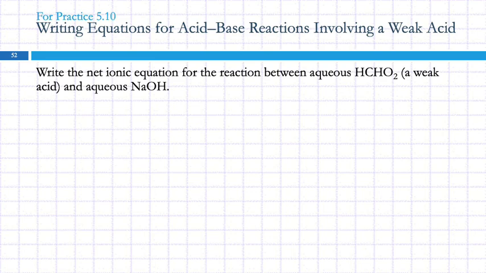Okay, here's another one. Write the net ionic equation for the reaction between aqueous HCHO2, a weak acid, and aqueous NaOH. So here they're telling us it's a weak acid, so we need to consider that when we write the ionic equation. It's asking for the net ionic equation, but we need to start with at least the bones of a molecular equation. So our acid is HCHO2, and it's reacting with sodium hydroxide.